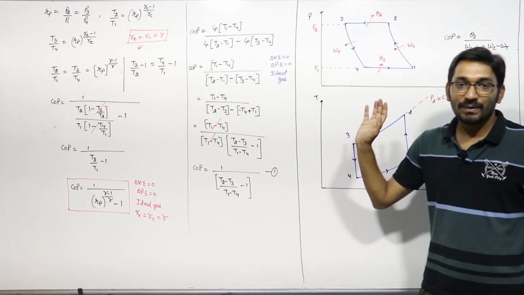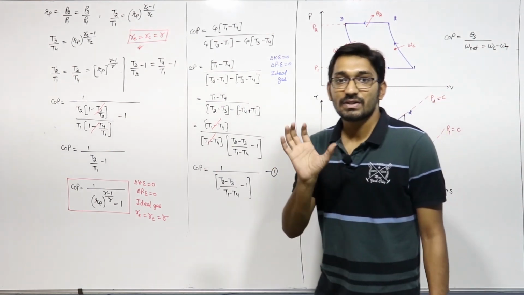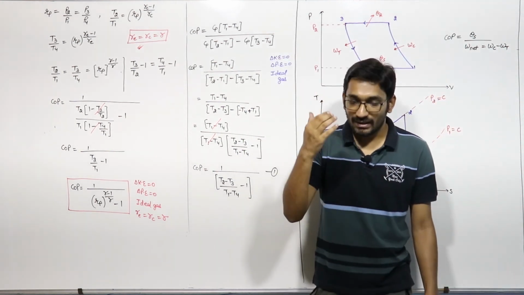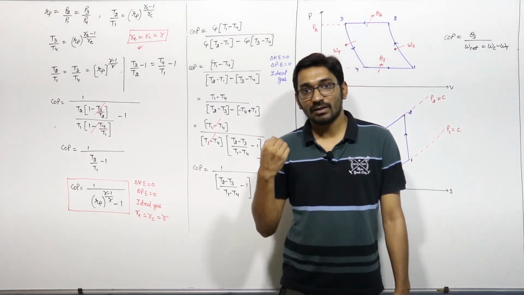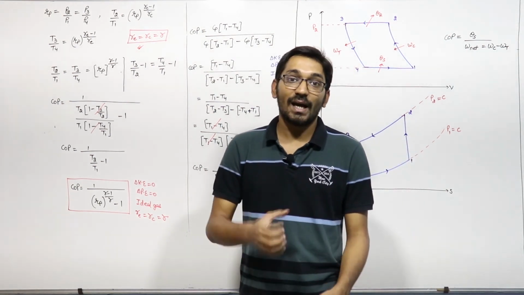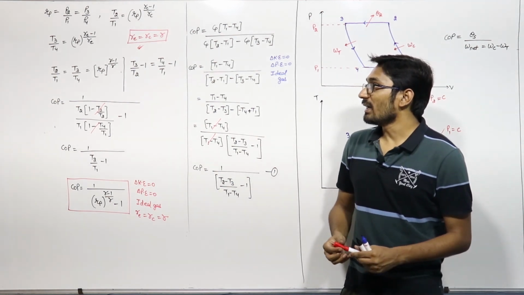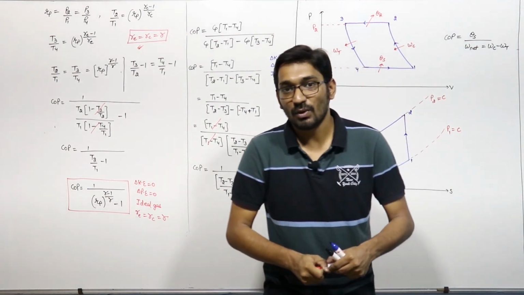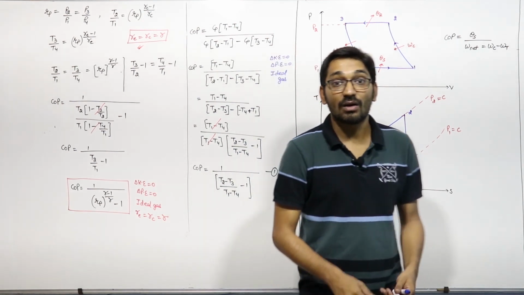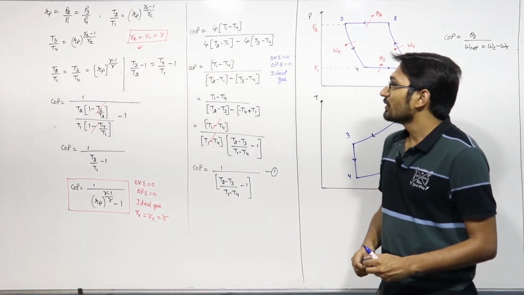So this is the complete derivation of the reversed Brayton cycle COP, with the various assumptions which you have to take. Don't forget the assumptions. Assumption is the most important part here. If a tricky question comes, you will definitely make a mistake if your concepts are not good, right? So this is the COP.